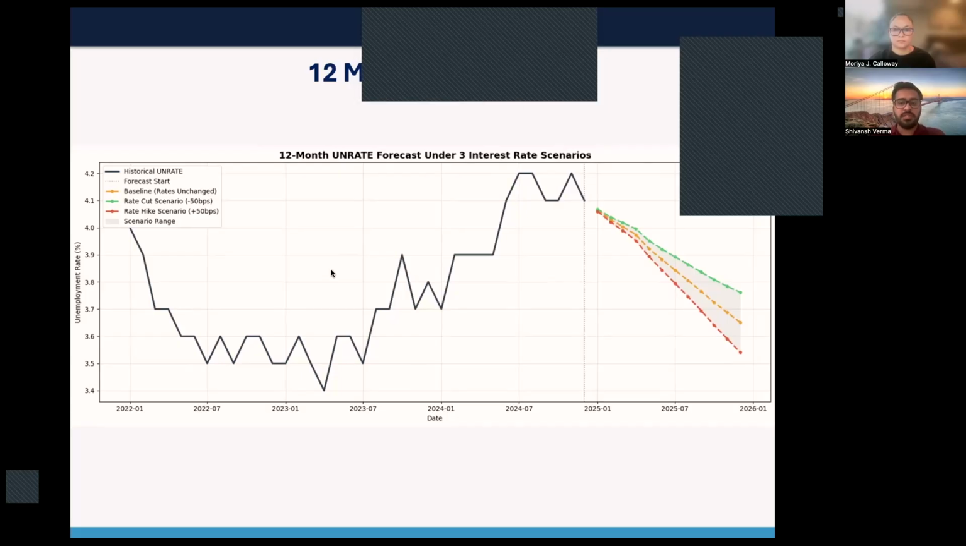We build three scenarios: a baseline with yields unchanged, a cut scenario where short-term rates fall by 50 basis points over the year, and a rate hike scenario where they rise by 50 basis points. The scenario spread at 12 months is the gap between the rate cut and the rate hike endpoints. That narrow spread reflects something fundamental about the unemployment dynamics.